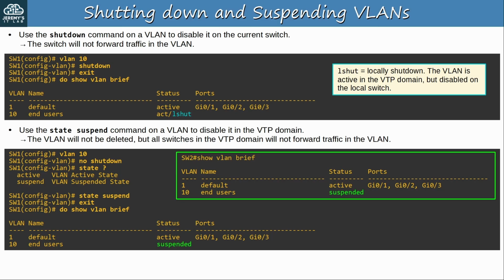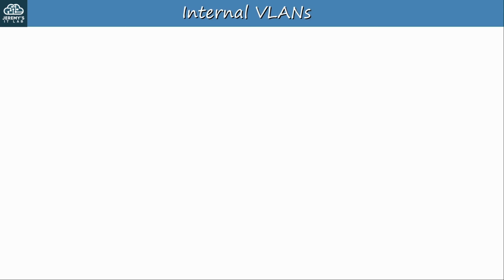So remember the difference between shutdown and state suspend. Shutdown disables the VLAN on the local switch, but does not affect it on other switches. State suspend disables the VLAN in the entire VTP domain. Now let's move on to the topic of internal VLANs.